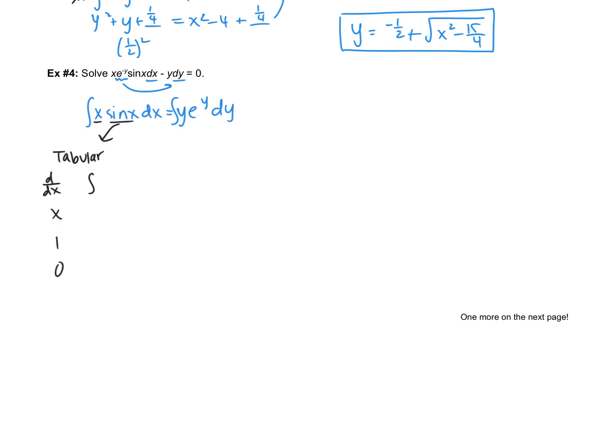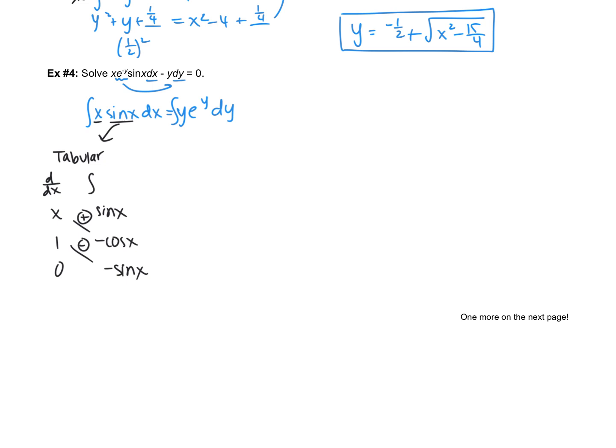So I differentiate x down to 0. I'm going to integrate sine of x then, so I get negative cosine of x and negative sine of x. So then we go on a diagonal, and if you remember, we have opposing signs. So adding here, subtracting here.